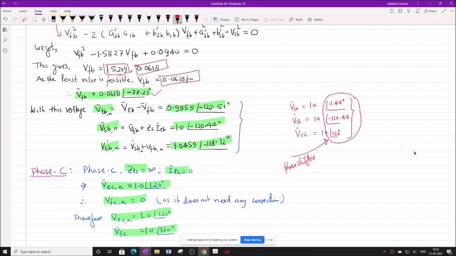Alright, so there are some more example problems given at the end of the chapter. Please solve them. Answers are given. If there is any discrepancy, please let me know. We will rectify it. So with this, the unit is completed.